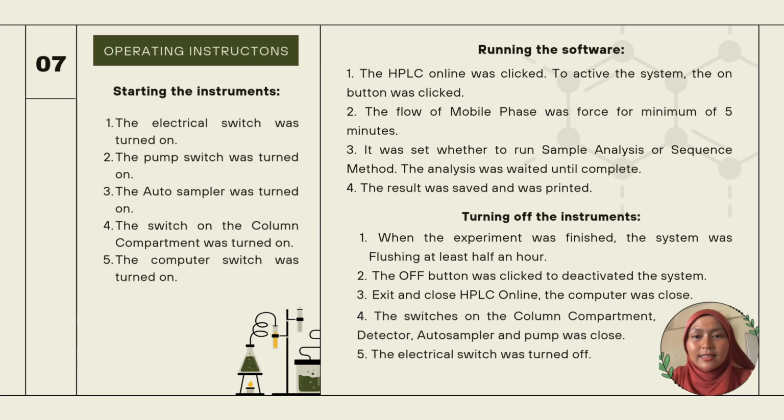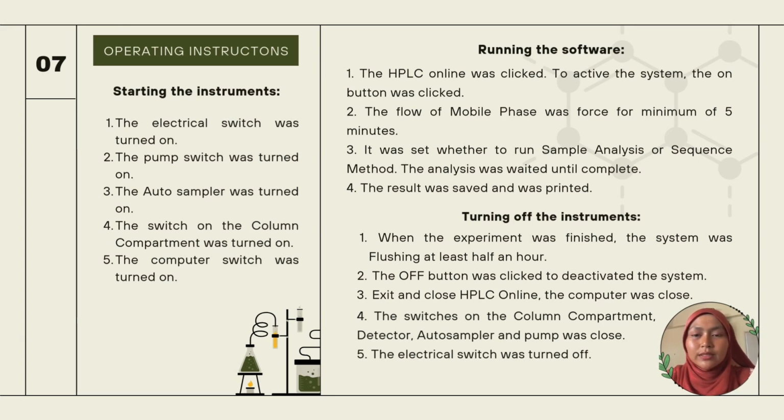Then, to run the software, first, the HPLC Online was clicked. To activate the system, the on button was clicked. Second, the flow of mobile phase was forced for a minimum of 5 minutes. Third, it was set whether to run sample analysis or sequence method. The analysis was waited until complete. Next, the result was saved and printed.